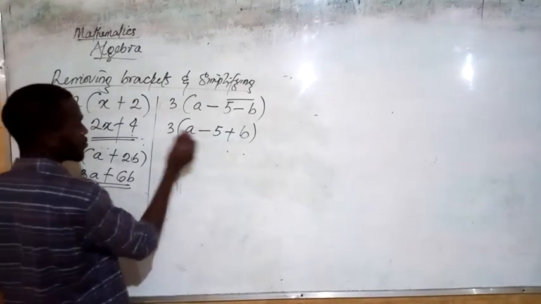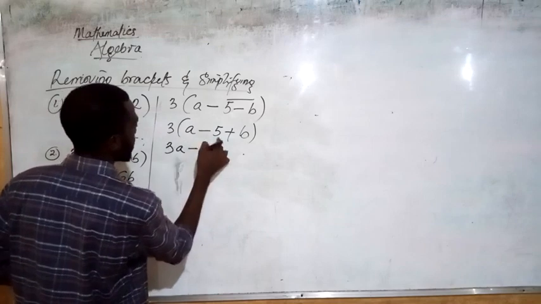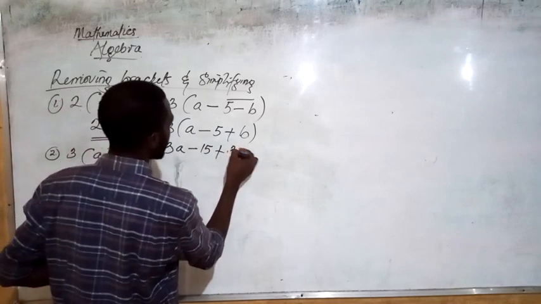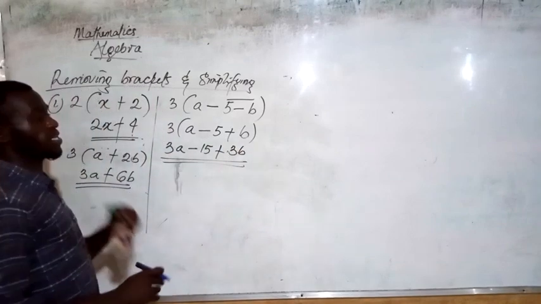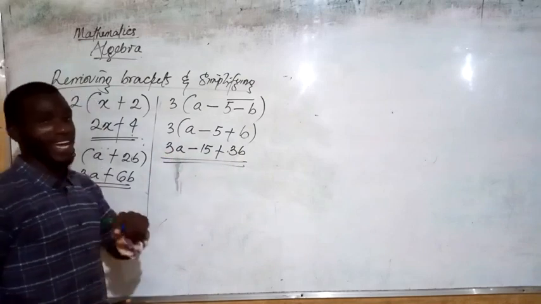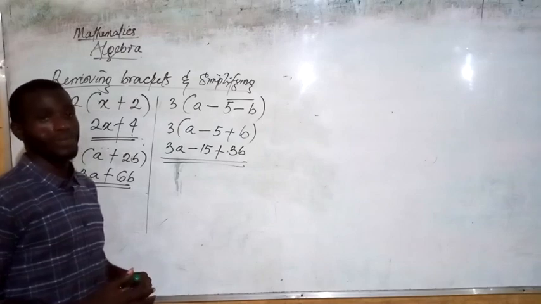So then you can now use the 3 to open the bracket, such that you have 3a minus 3 times this to give you 15, and 3 times b to give you 3b. Since they are different, then you need to answer like that. This is a constant. This is 3 apples, 3 bananas. They cannot mix. So this is where you're going to stop.